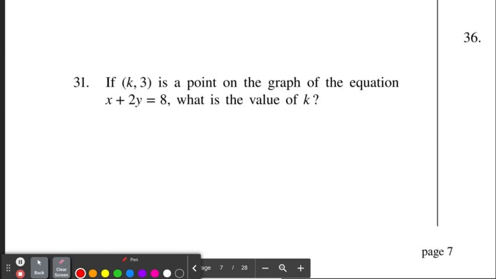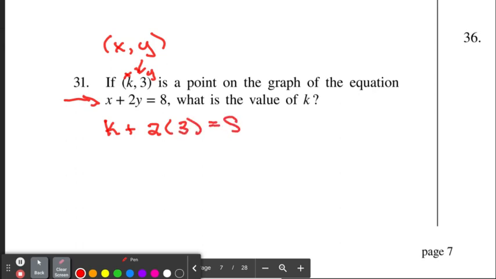So to kind of review, this point right here is an x and a y point. That means K is x and 3 is y. So I'm going to plug those numbers in here and we'll see what we've got left. So we have K plus 2 times 3, because that's a y, equals 8. And now when they say what is the value of K, they want us to solve for our letter, for our K.